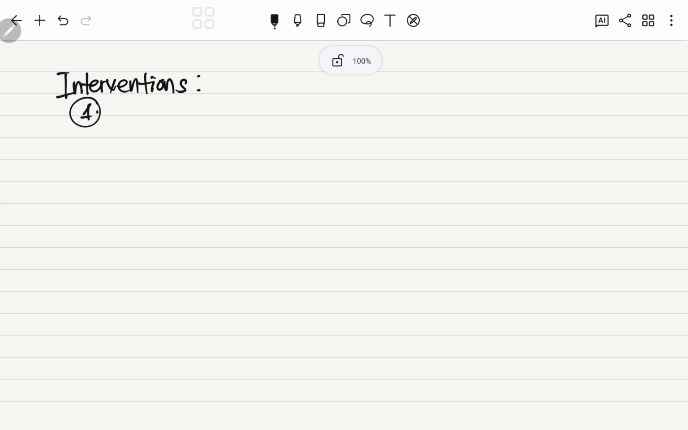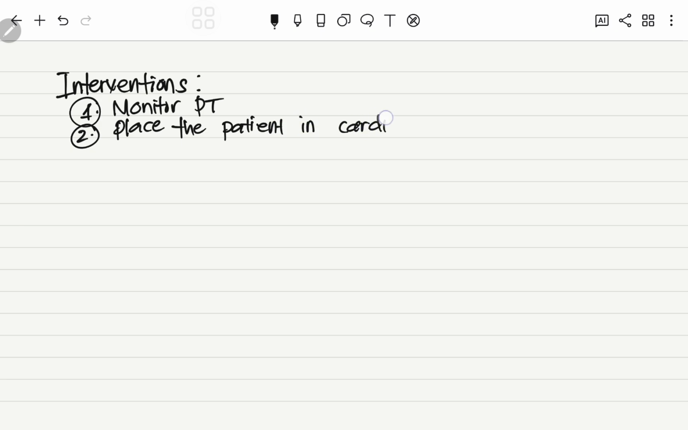So first is, of course, you need to monitor the patient. Okay, monitor the patient holistically. Okay, monitor the cardiovascular status, the respiratory status, the neuromuscular, gastrointestinal, the renal status of the patient, and of course, okay, number 2, place the patient on what? Place the patient, you write this down, place the patient in your cardiac monitor.